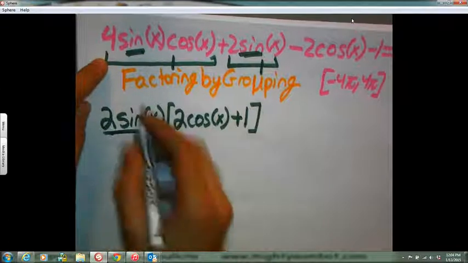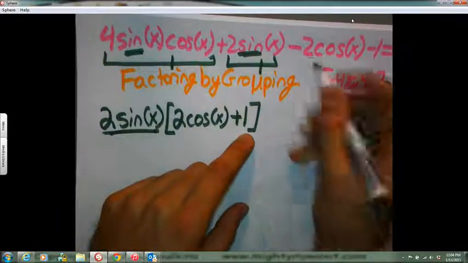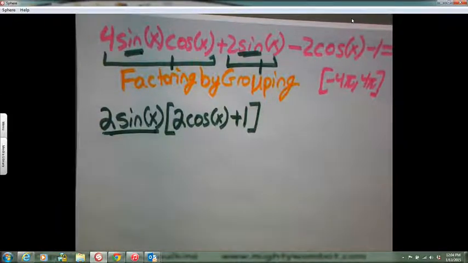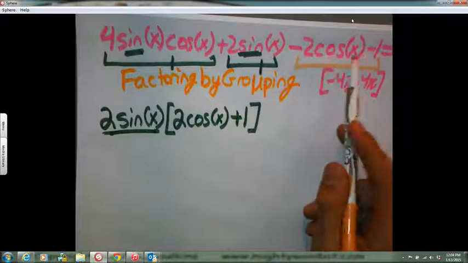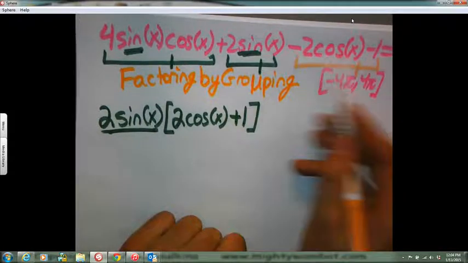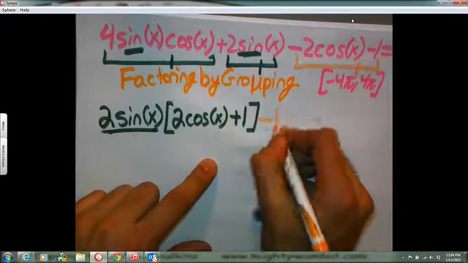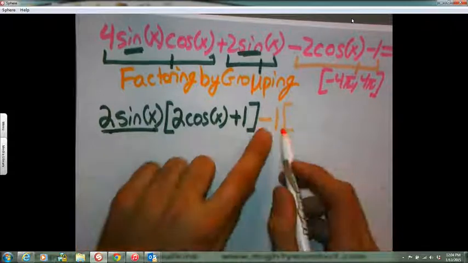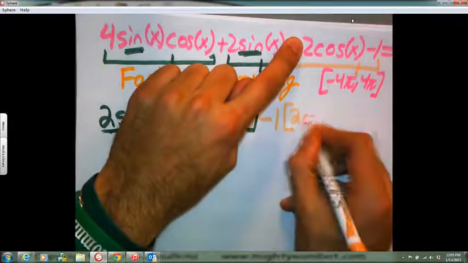Now we look at these two terms here, and I say, what do these have in common? Unfortunately, they both don't have cosine, so I can't do that. They both don't have a 2. The only thing they both have is a negative 1. Both sides have a negative sign. So let's take that negative out. If we take out this negative 1, what is left? 2 cosine of x. And negative 1, what is left here? Just positive 1.